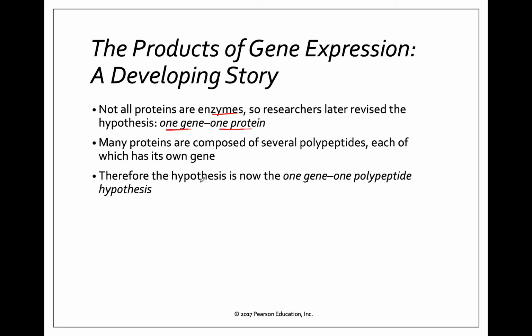And then we realized that many proteins are composed of many polypeptides. So for example, hemoglobin has 4 polypeptides, 2 alpha and 2 beta, and each of those polypeptides is different, so they need their own gene. The most recent hypothesis now is the one gene, one polypeptide hypothesis, where each distinct gene can code for a distinct chain of protein, which is a polypeptide or a polymer.